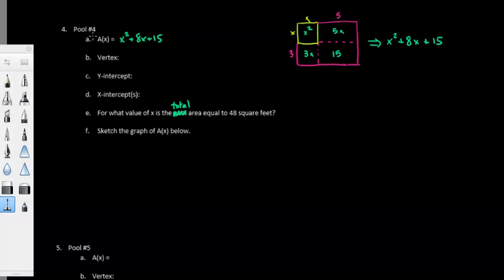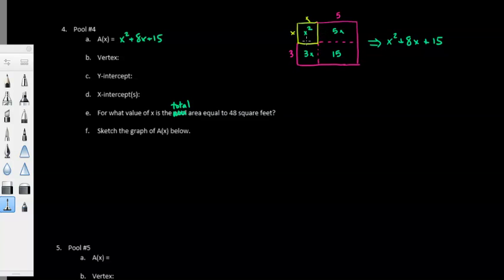So you can see this is pool number 4. The design for this pool and deck is that we have this square pool right here in yellow, and then built around it is this deck in pink, where it comes out 5 feet from the side of the pool here, 3 feet from the side of the pool here, and then it kind of finishes off a rectangle there. And so we calculated the total area function to be x squared plus 8x plus 15.